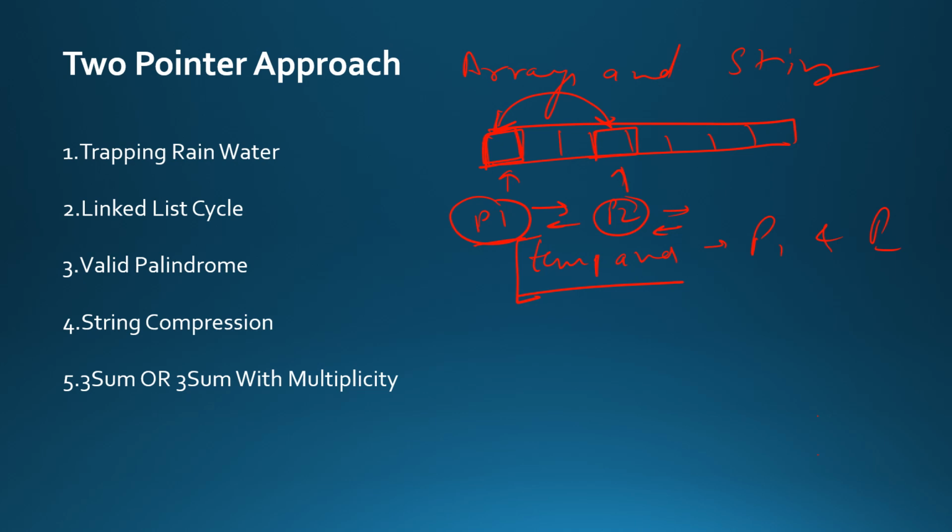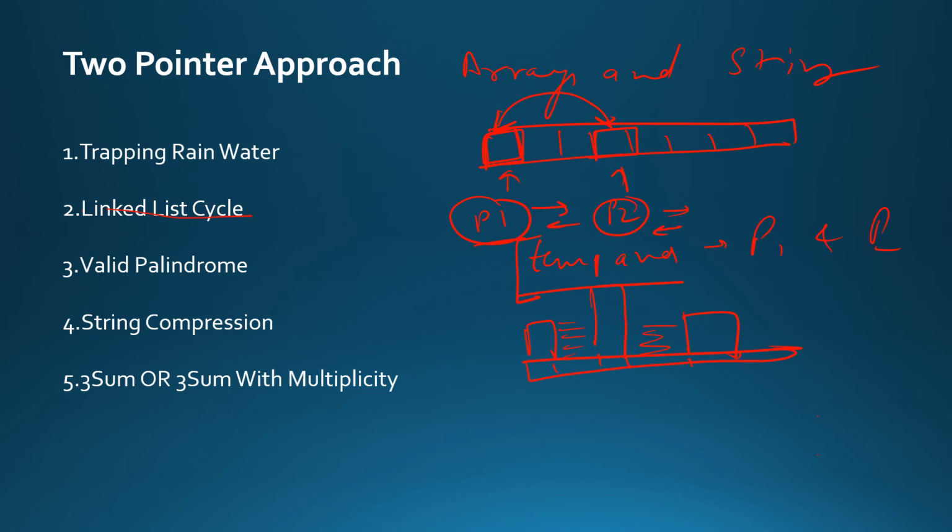Trapping rainwater. In this, you are given an array of different sizes which are like heights, and you need to calculate how much water is trapped. In this, here and here only the water is trapped. Similarly, there is a linked list, and you have to find if it has a cycle or not.